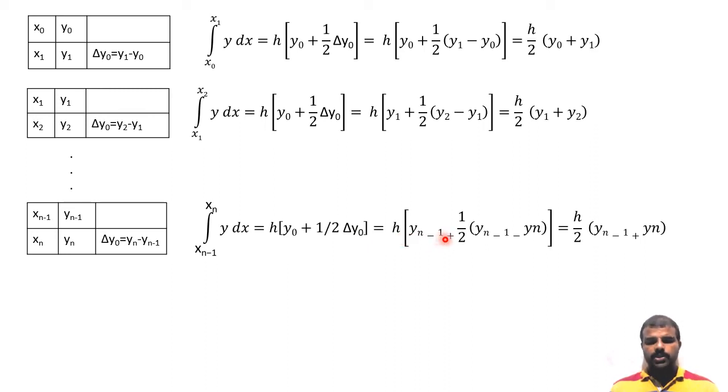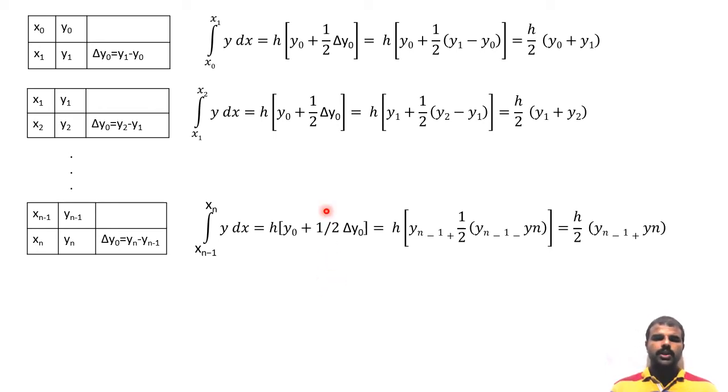That's equal to h into, what is the first data point? It is yn minus 1. So yn minus 1. Then delta y0, the first difference, that is yn minus yn minus 1. Alright. So upon simplifying, you will get h by 2 into yn minus 1 plus yn.